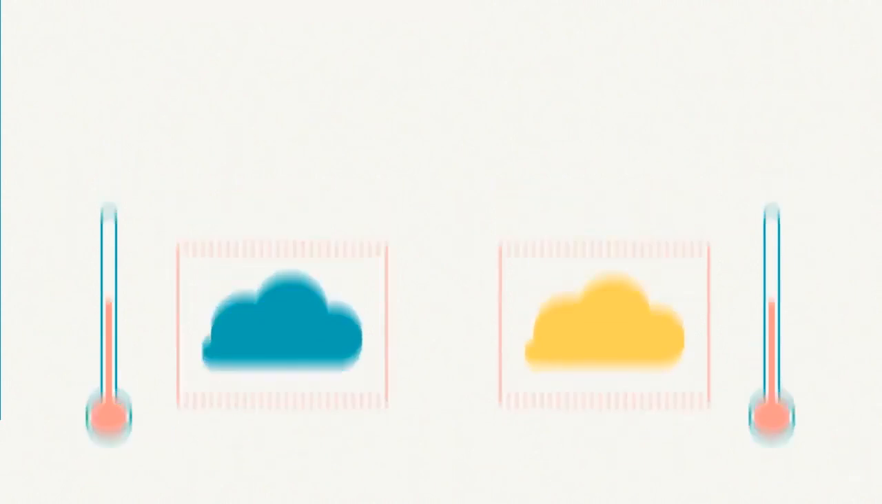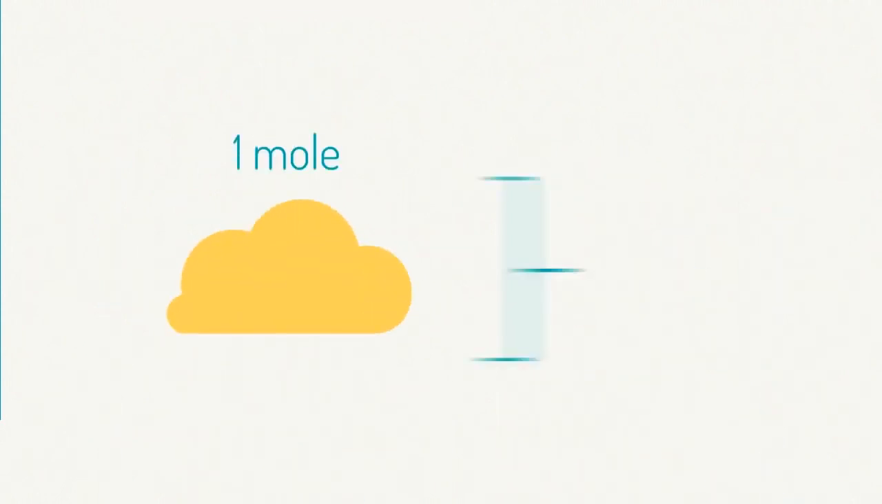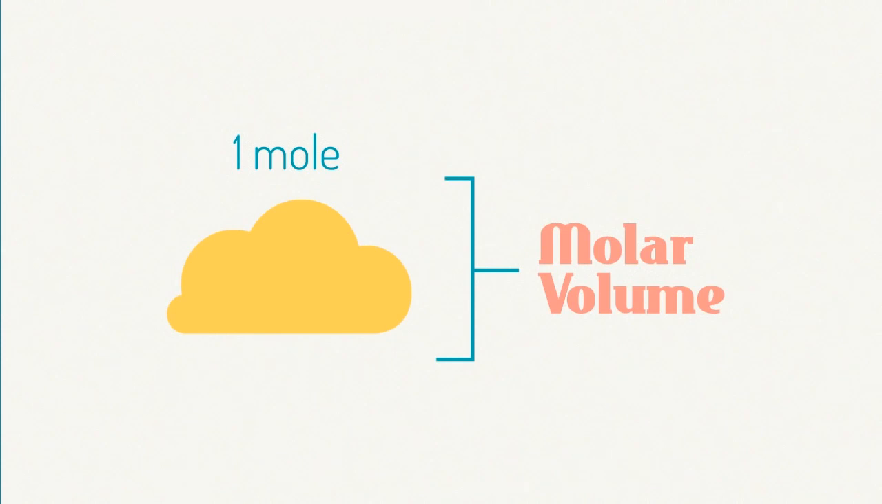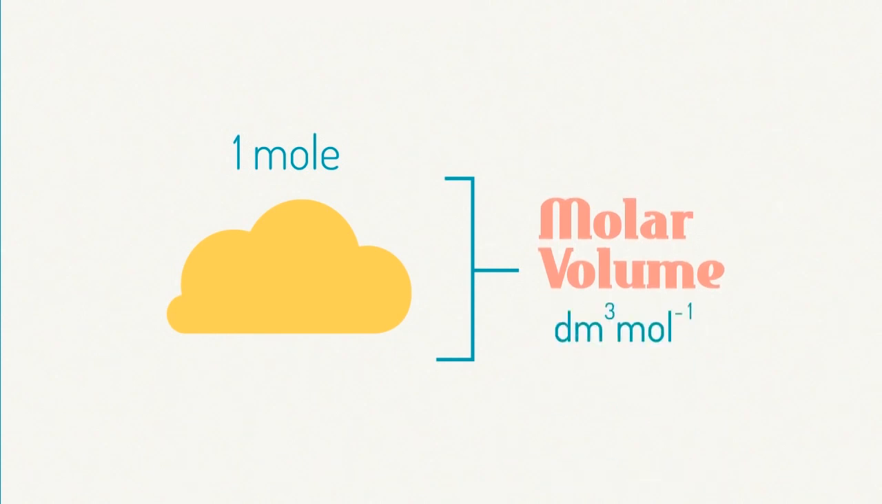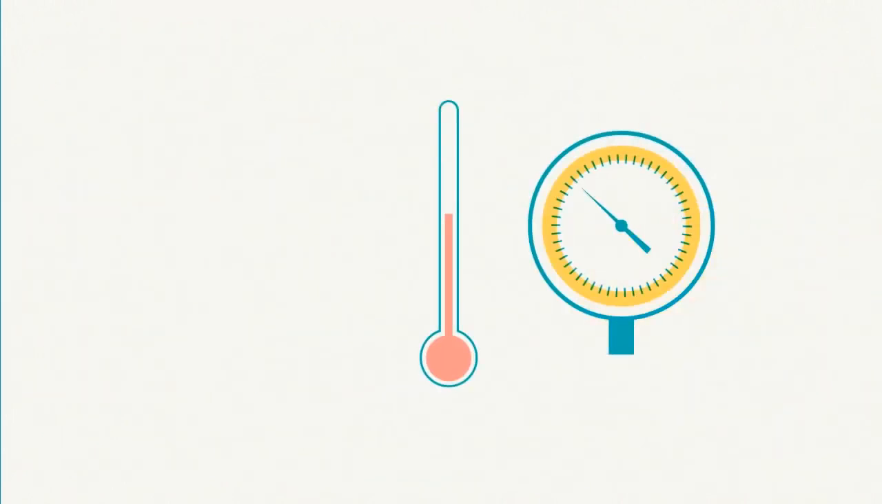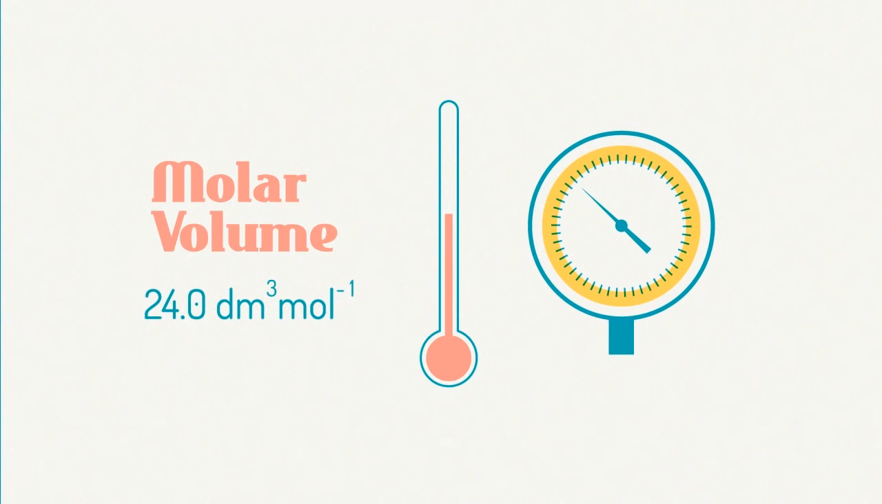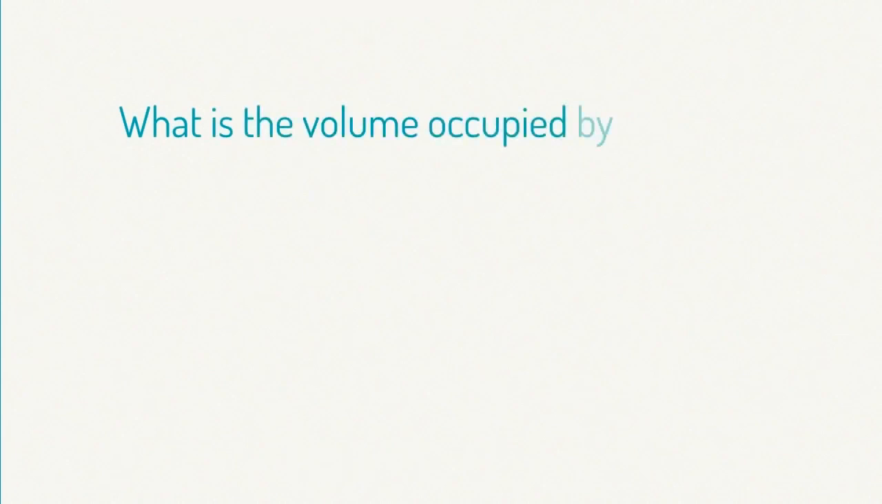The volume occupied by 1 mole of a gas is called the molar volume. Molar volume is measured in decimeters cubed per mole. At room temperature and pressure, the molar volume is taken as 24 decimeters cubed per mole. Let's look at an example. What is the volume occupied by 4 grams of oxygen at room temperature?